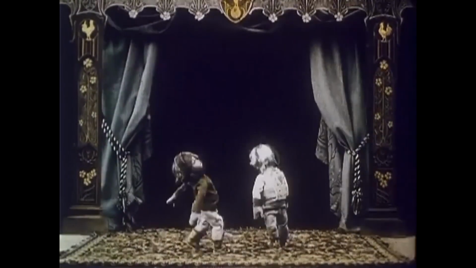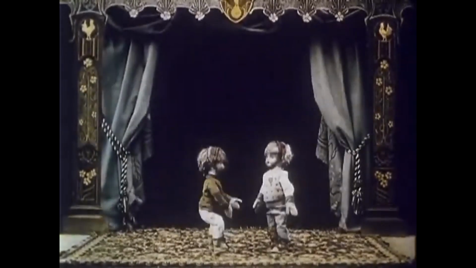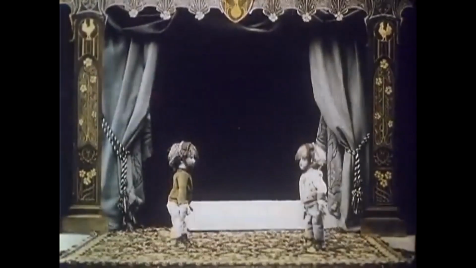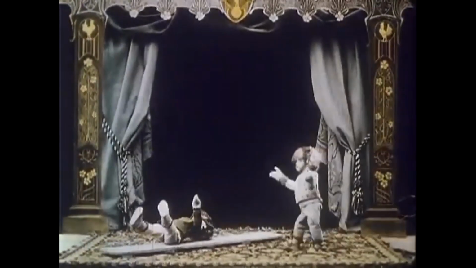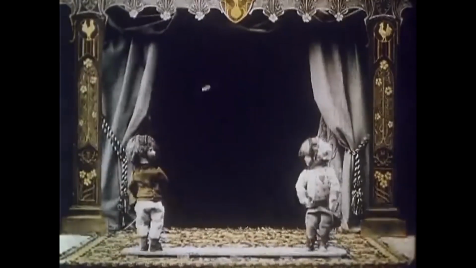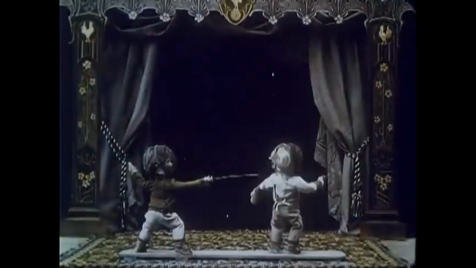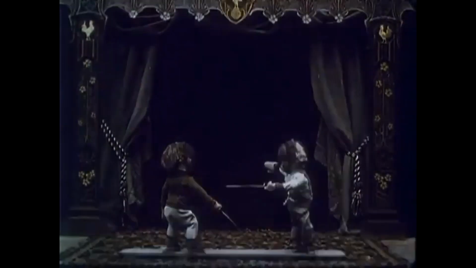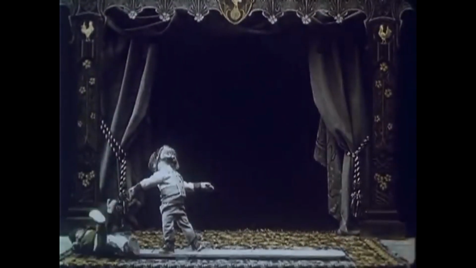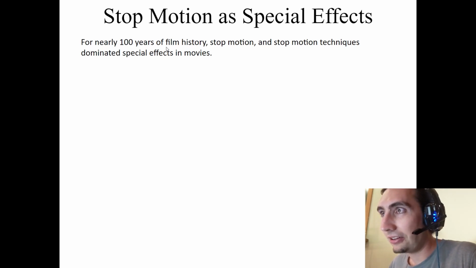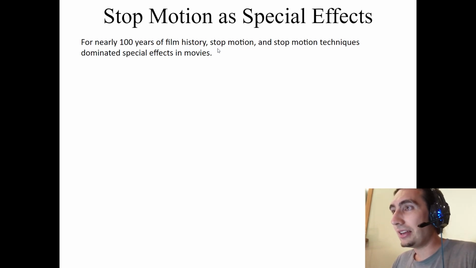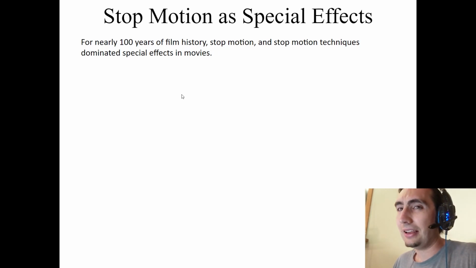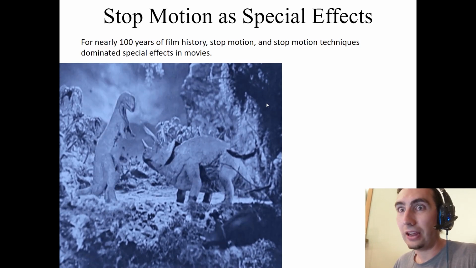The detail on the sets and all the pieces and the way he made it work as a story, with the kids basically being bored and then getting out their play set and then having these dolls really well animated, look like they're playing or fighting or whatnot. It's really good animation for 120 years ago. But over the course of the next almost 100 years of filming, stop motion and other techniques really dominated in movies and in special effects in movies too.